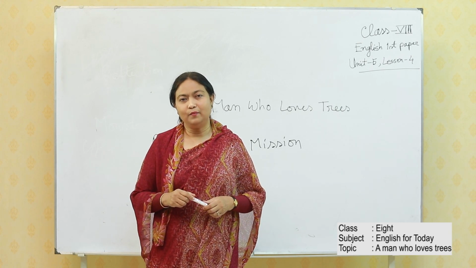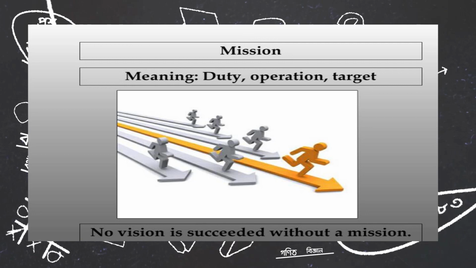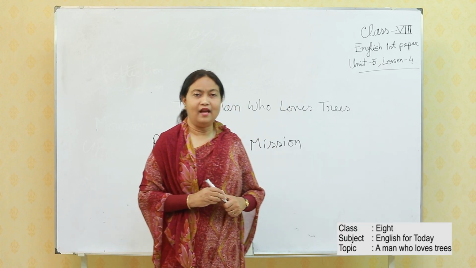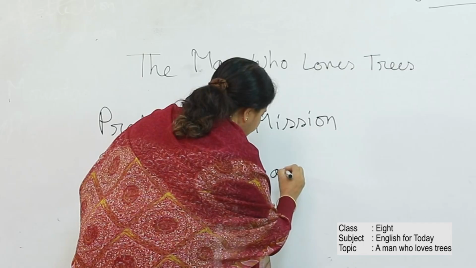Okay, look at the picture here. Some athletes are running to get their target and it's their mission. So, write a sentence with mission. The sentence is, no vision succeeds without a mission. Now, the other word is gigantic. I'm writing the word on the board.